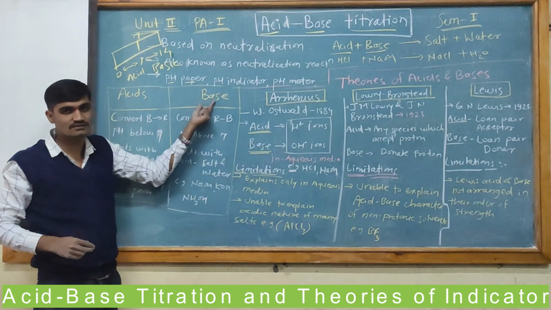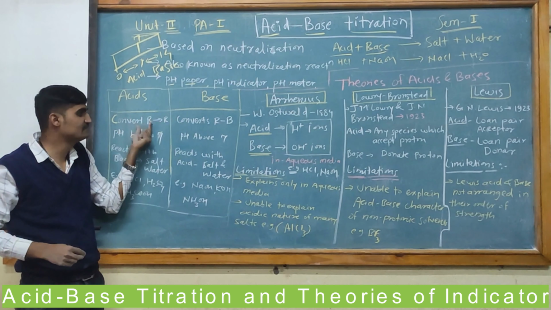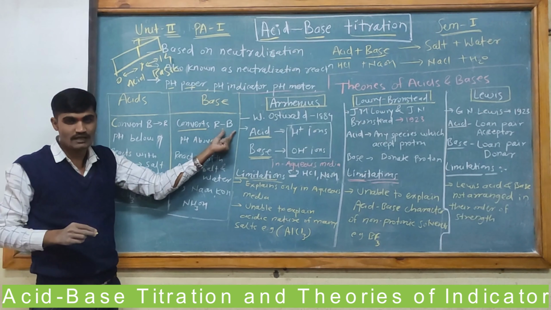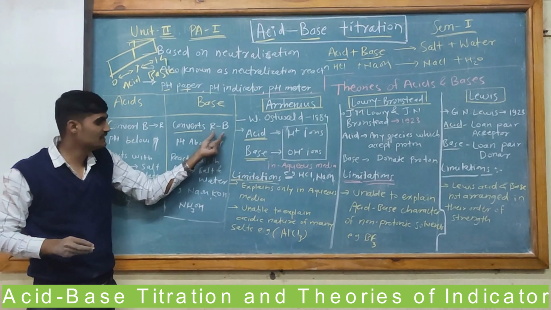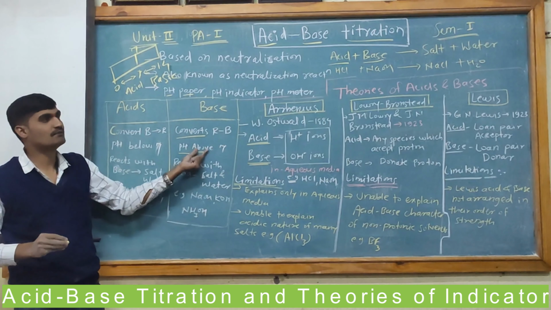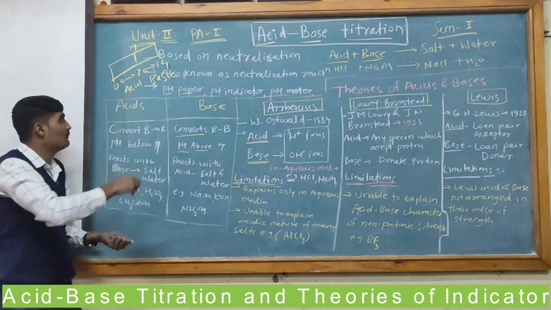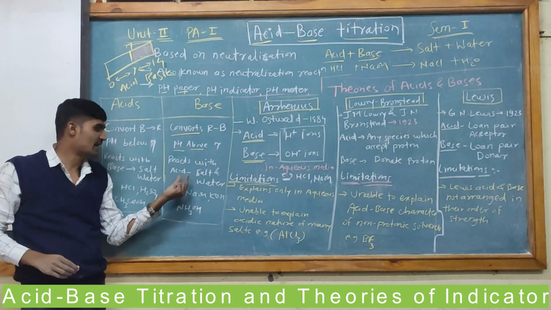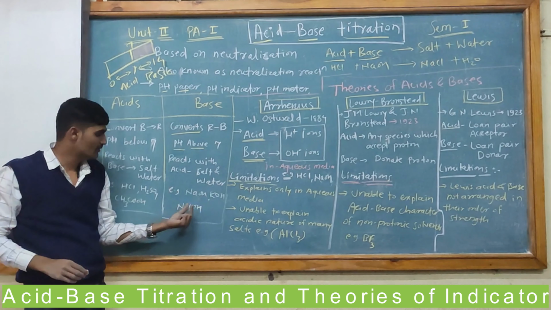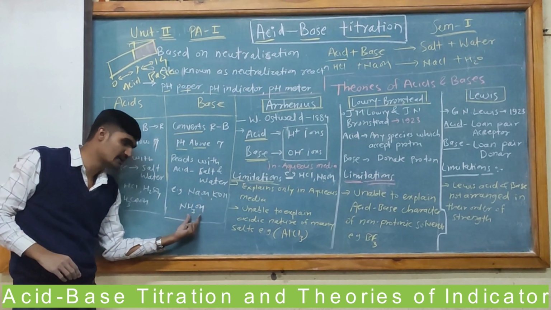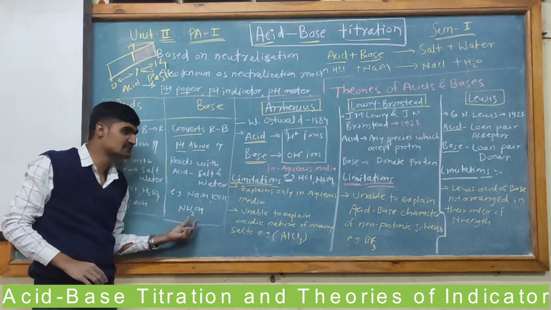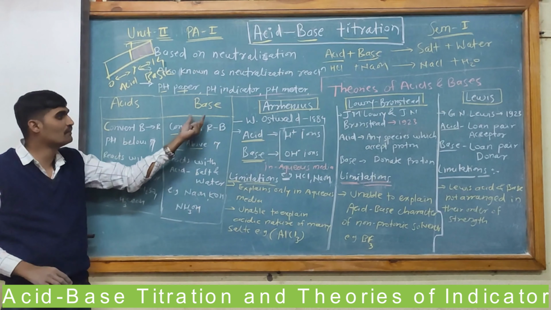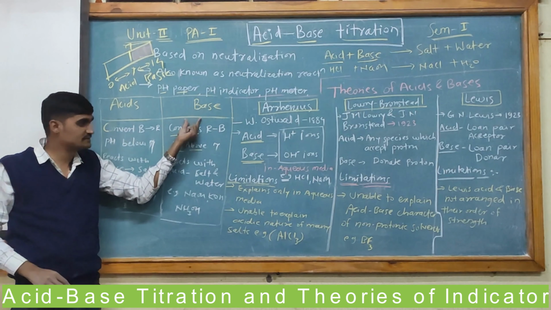Then what about the base? It is vice versa to the acid. The compound which converts red litmus to blue, in an aqueous medium, and has a pH above 7, is called a base. When it reacts with an acid, it gives a salt and water. Examples are sodium hydroxide, potassium hydroxide, and ammonium hydroxide. You can remember other examples of acids and bases on your own.